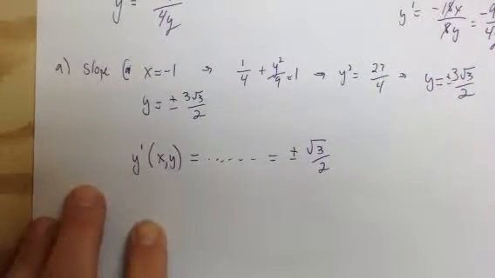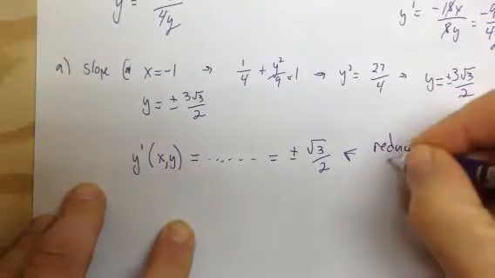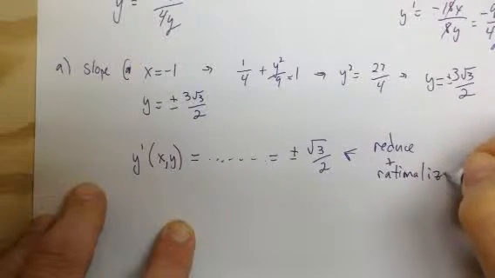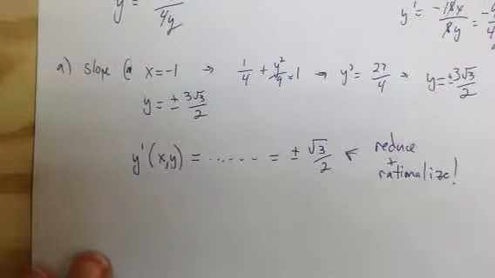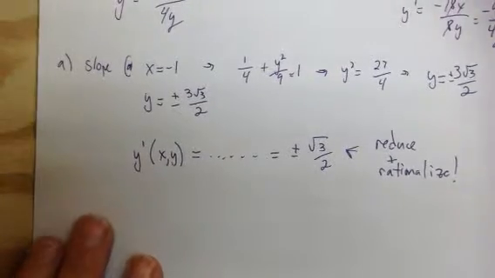If you did not reduce that radical and rationalize, we reduce our fractions and we rationalize denominators. Okay, you have to do that. You did lose points if you didn't do that. For numbers.